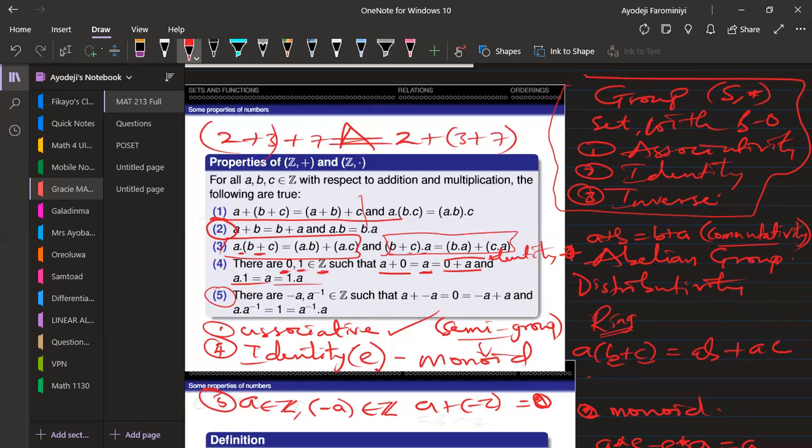There are some binary operations where both of them can distribute over each other. I made mention of it the last time. When we're talking about sets, intersection distributes over union, and union distributes over intersection. But the case is not the same with addition and multiplication. Multiplication distributes over addition, but addition does not distribute over multiplication. Exactly.